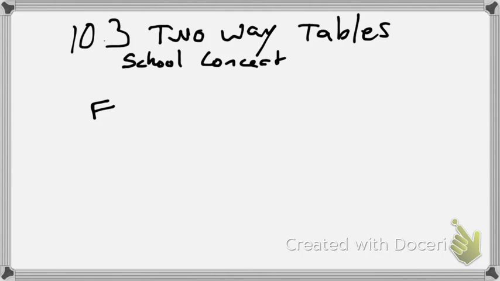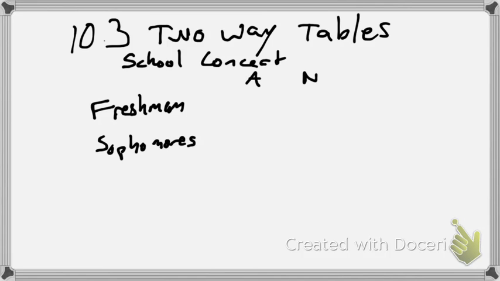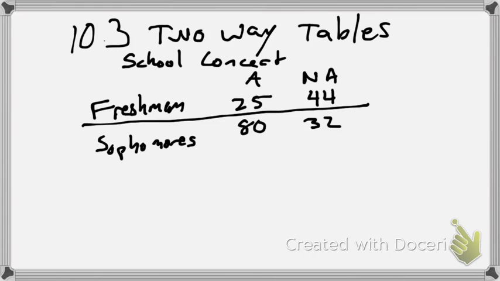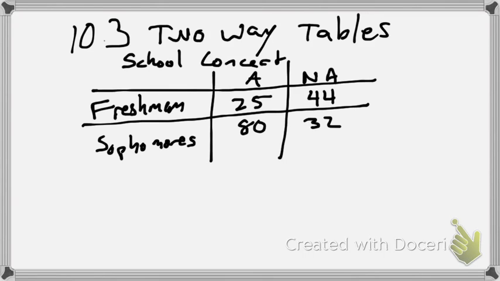So let's say we talked about the freshmen and we talked about the sophomores. And they could either attend or they could not attend, right? There's really two things they can do. Let's say that 25 freshmen are going, 44 freshmen are not going, 80 sophomores are going, and 32 are not going. This is pretty much one of the easiest things that we can do. This is how this entire two-way table starts out.